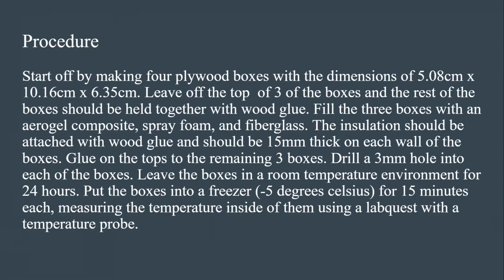So for the procedure, start off by making 4 plywood boxes with dimensions of 5.08 centimeters by 10.16 centimeters by 6.35 centimeters. Leave off the top of 3 of the boxes, and the rest of the boxes should be held together with wood glue. Fill the 3 boxes with an aerogel composite, spray foam, and fiberglass. The insulation should be attached with wood glue and should be 15 millimeters thick on each wall of the boxes.